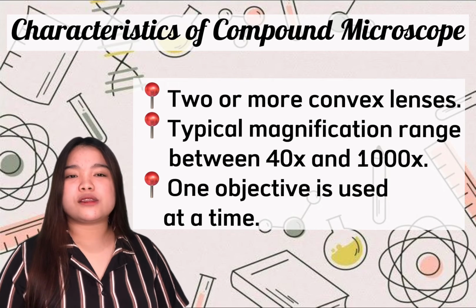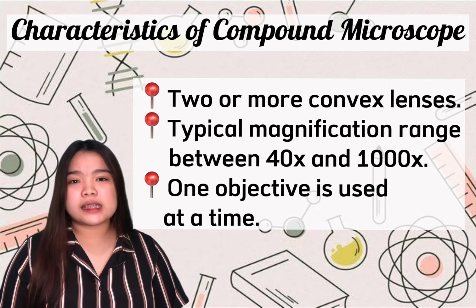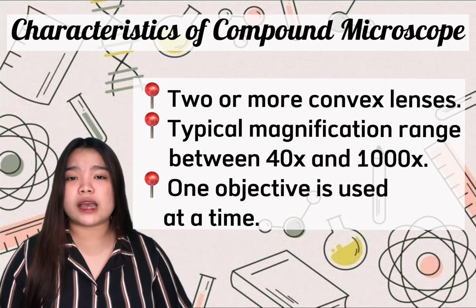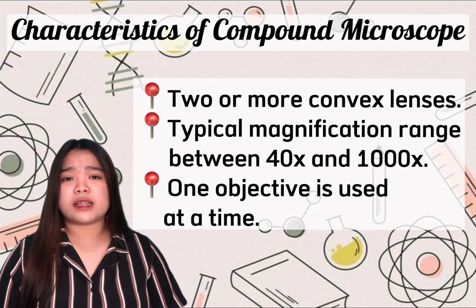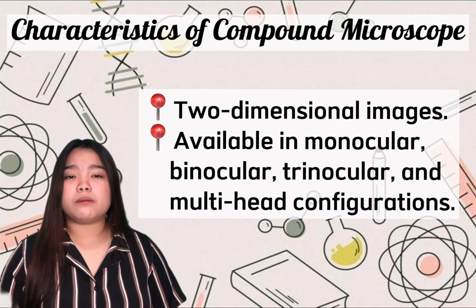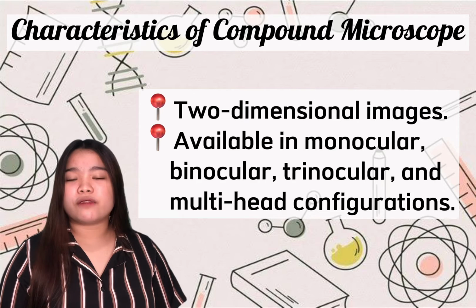The characteristics of a compound microscope: two or more convex lenses, typical magnification range between 40 times and 1000 times, one object is used at a time, two-dimensional images, available in monocular, binocular, trinocular, and multi-head configurations.